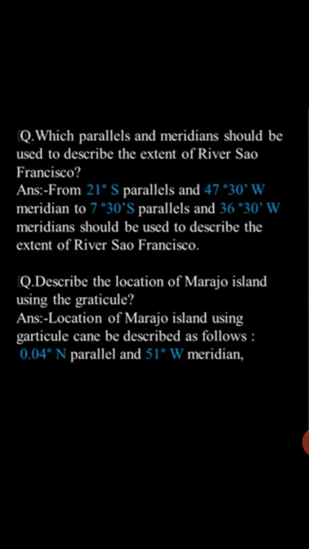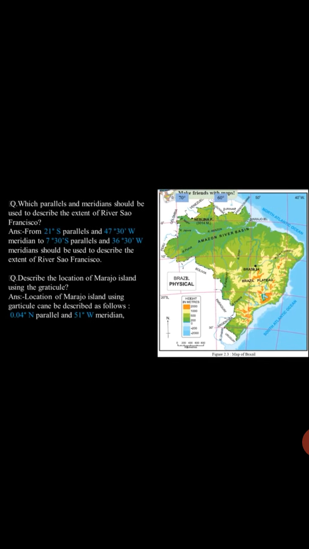Last question, describe the location of Marajo Island using the graticule. Answer, the location of Marajo Island using the graticule can be described as follows: 0.4 degree north parallel and 51 degree west meridian. So you have to write these answers in your notebook. Okay students? So here we have completed a few more points.